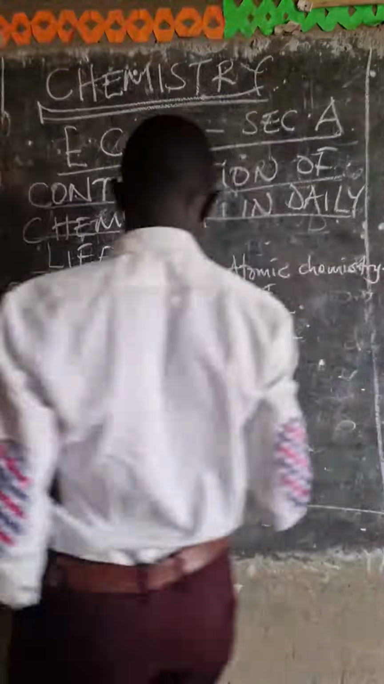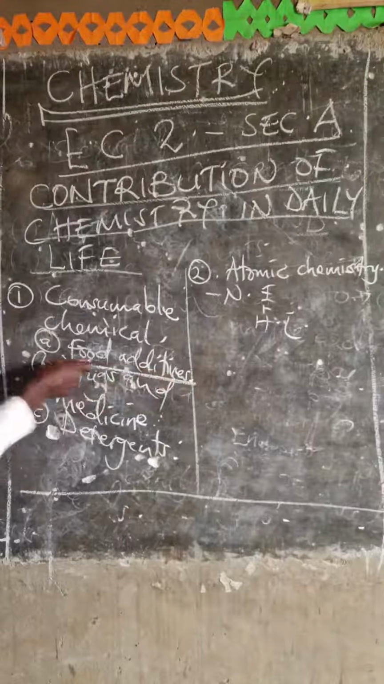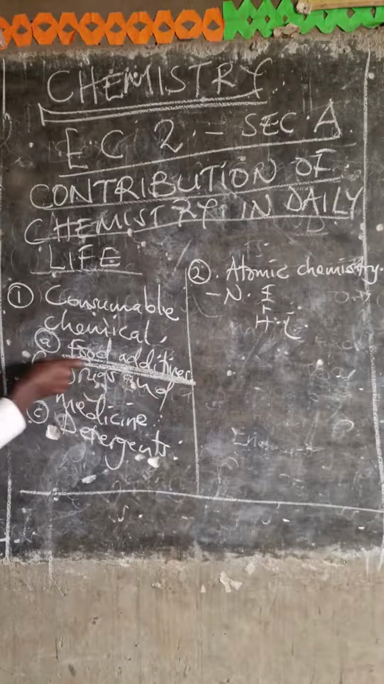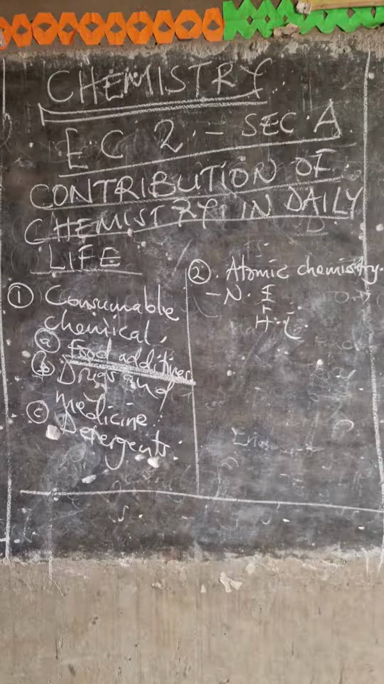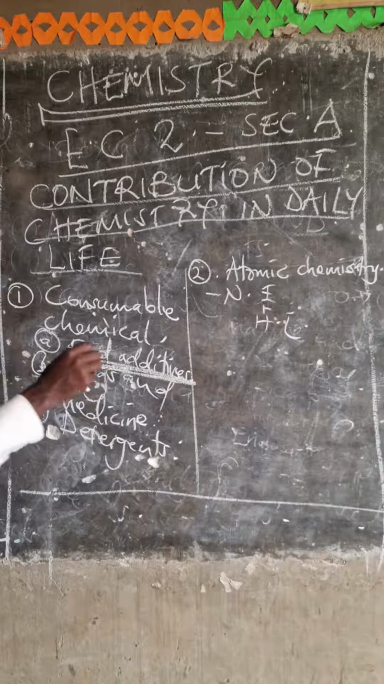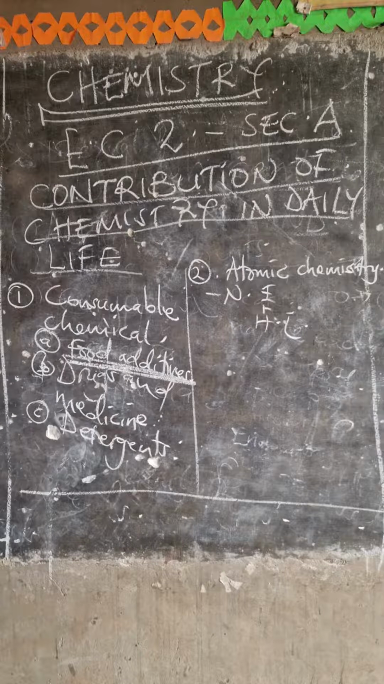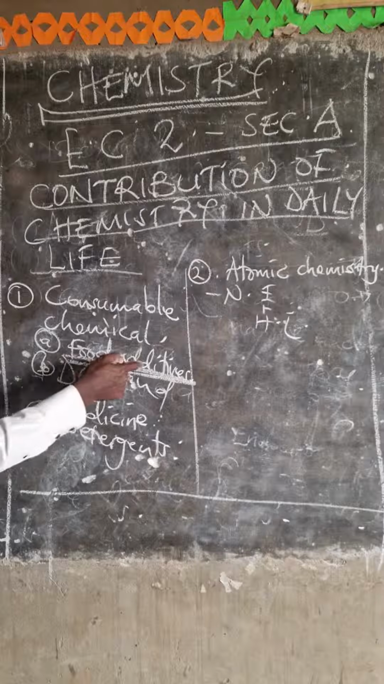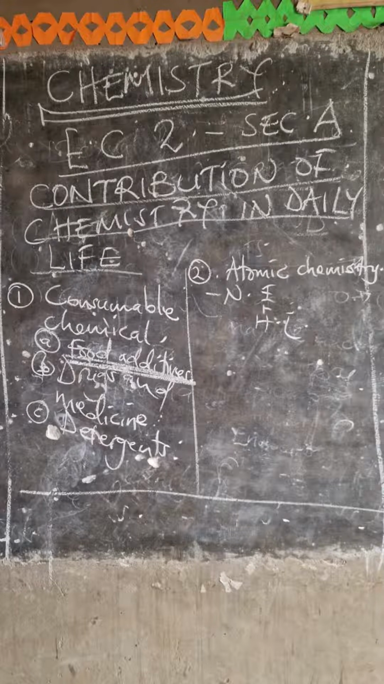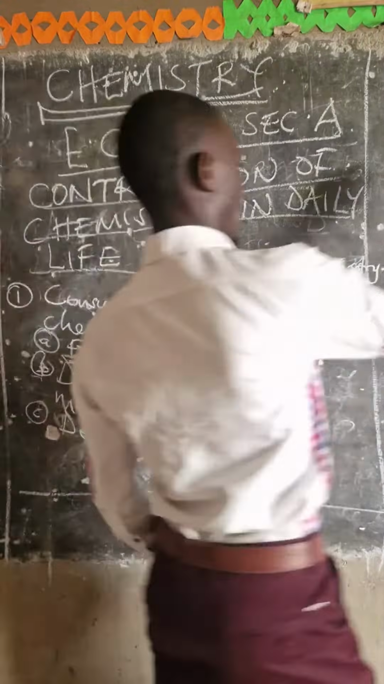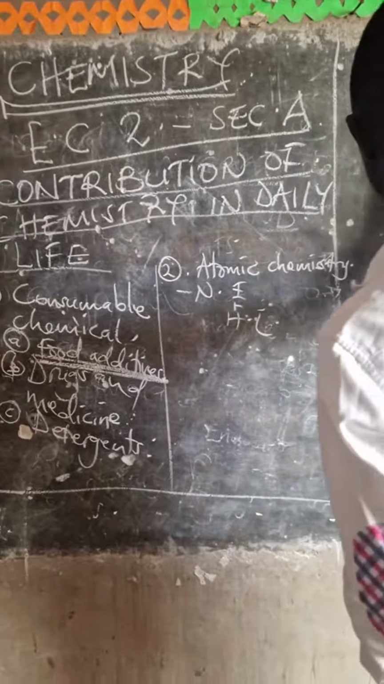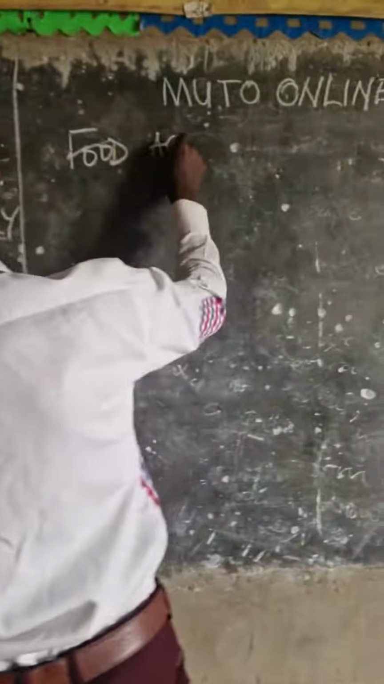So for today, our target is to look at food additives. We are going to look at this topic as well as possible items they may set from this part of this element of construct. Let's start with the food additives.